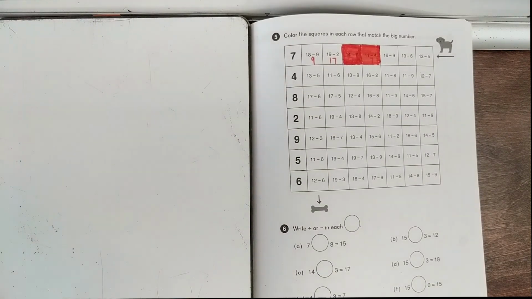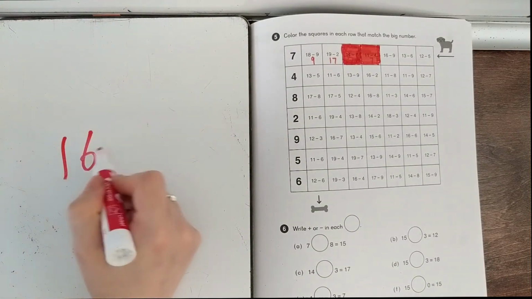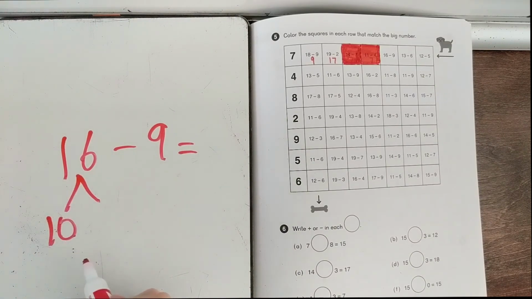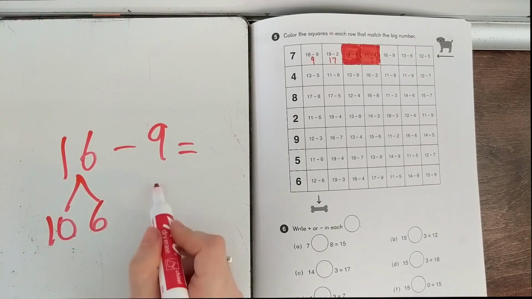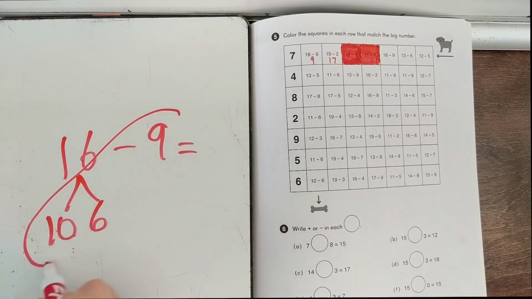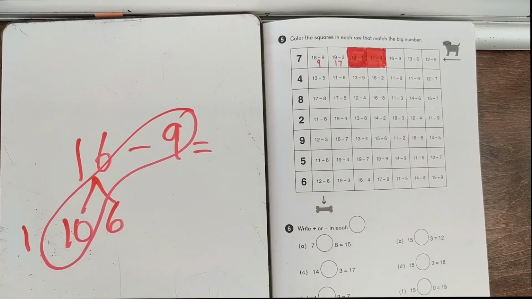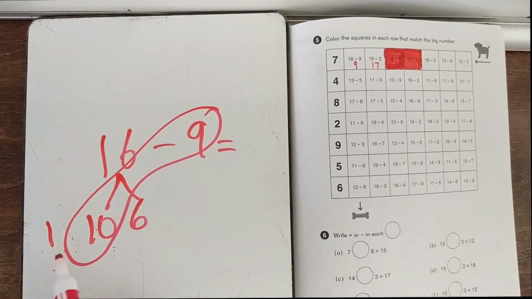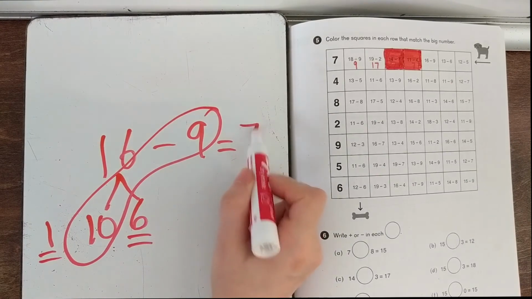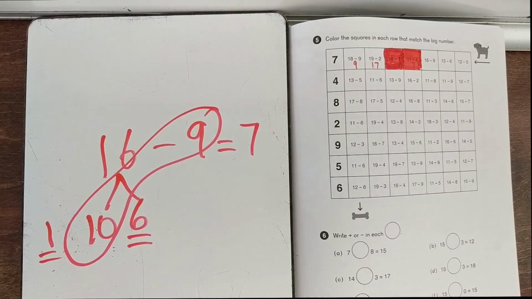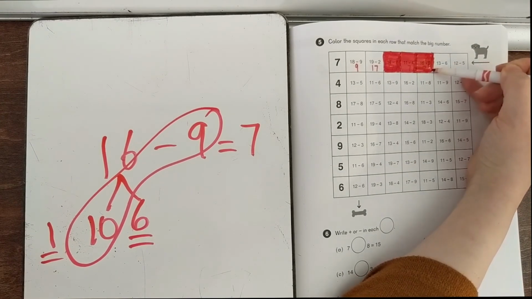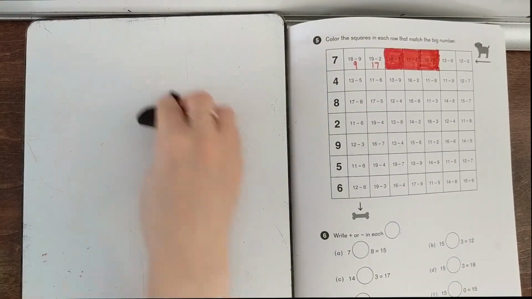16 minus 9. 16 has a 10 and a 6. I'm going to take the 9 from the 10. That leaves a 1. One plus the 6 is 7. Oh, look at that. We found another 7. Let's do the next one.